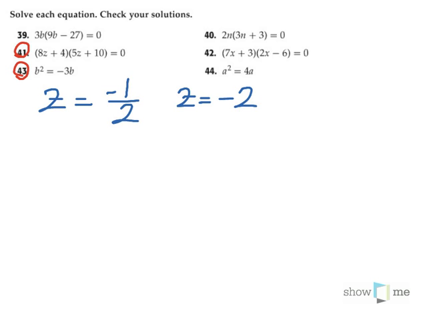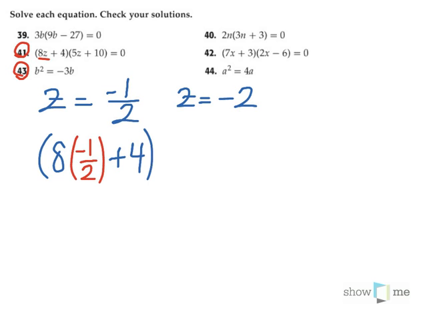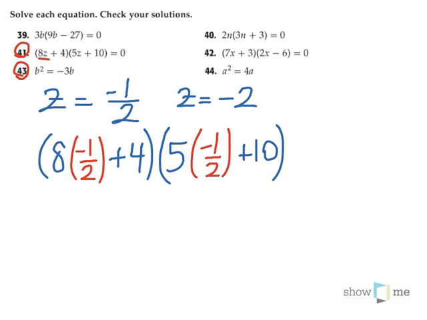Now the question asks us to check our solution. Now we will go like this. Instead of z in the equation, I'm going to substitute first minus 1 over 2, then minus 2. Let's check. Now this will be 8 times minus 1 over 2 instead of z here, plus 4, times 5 times, instead of z again I write minus 1 over 2, plus 10. Now we are going to see if this is 0 or not.